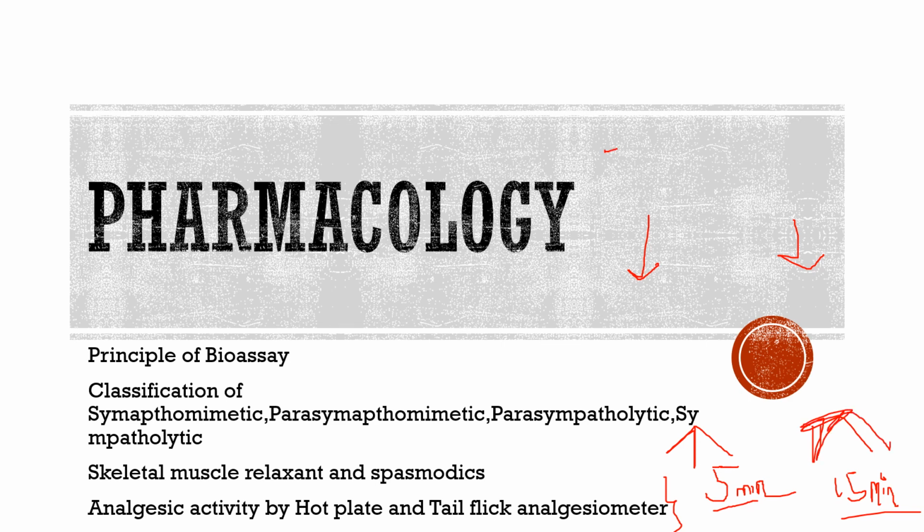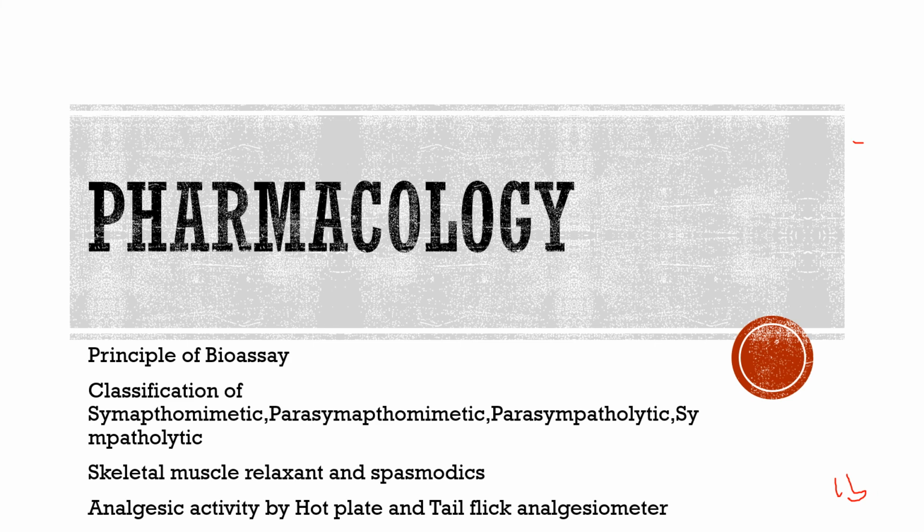But suppose we have a test sample and it is the same, 4 to 5 minutes only. That means there is no analgesic activity. The pain threshold has remained the same. That means it does not have an analgesic activity. Simple. This is the major principle of the tail flick analgesiometer and hot plate. Basically, analgesic activity is seen from the flicking of the tail, that is, whether the tail is moving or not.